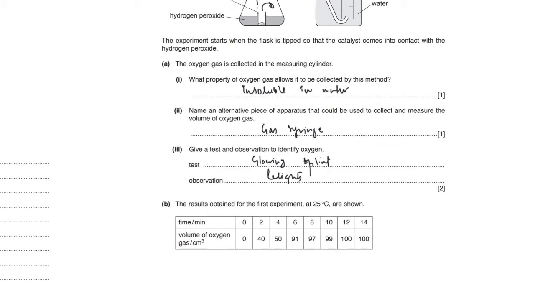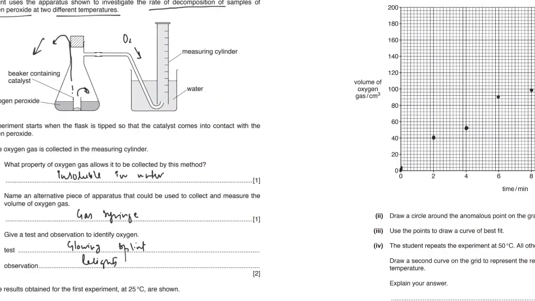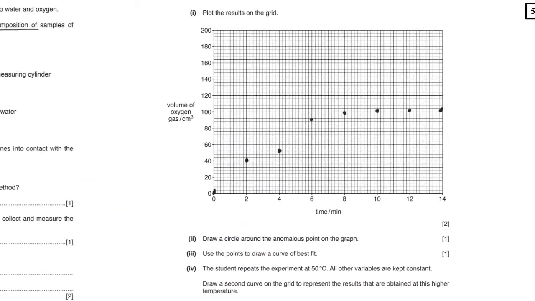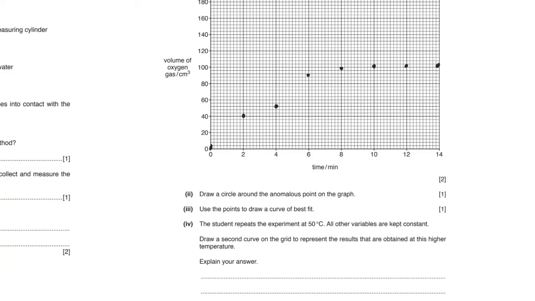So now against time they have plotted the volume of gas that is collected. I've already plotted these points here, since plotting must not be a problem. So let's draw a circle around the anomalous point. You can already see this anomalous point here. Use the points to draw a curve of best fit. So it is a curve, it's not a straight line. The volume curve looks like this, and it becomes horizontal. The student repeats the experiment at 50 degrees Celsius.